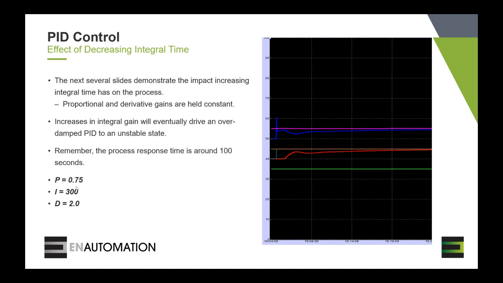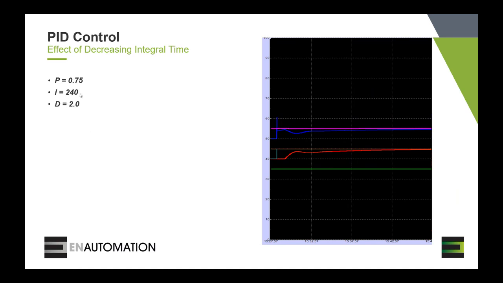And as we decrease the integral time, we'll keep the proportional and derivative the same. So if we decrease the integral time from 300 seconds down to 240, we can see that the response is improved, but it's still too slow. So we need to reduce it even further, and with further reductions it continues to improve. The process value is reaching the set point quicker, and it does require a shorter amount of time to reduce the error, but it's still not enough.